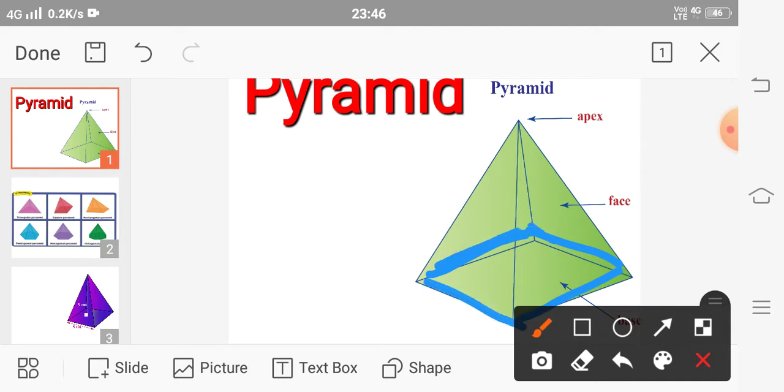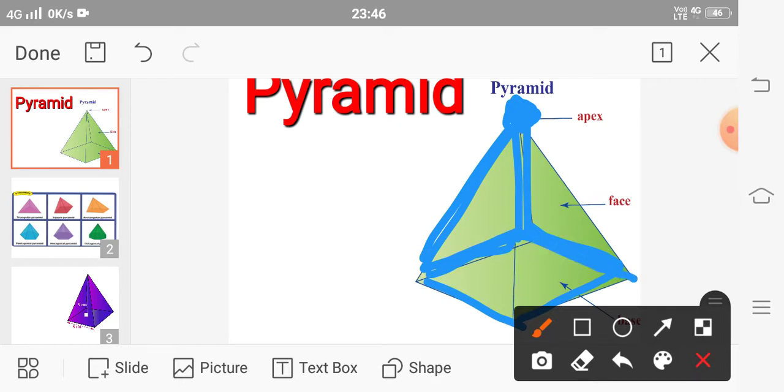This is the base of the pyramid, and triangles. These triangles meet at a point. That point is called the vertex. Here, all these triangles meet at this common point, that is called the vertex. In this way, a pyramid is formed with a polygon base and with triangles.